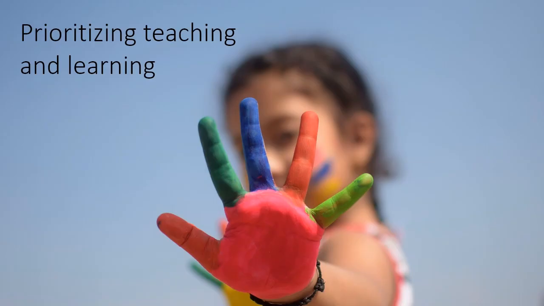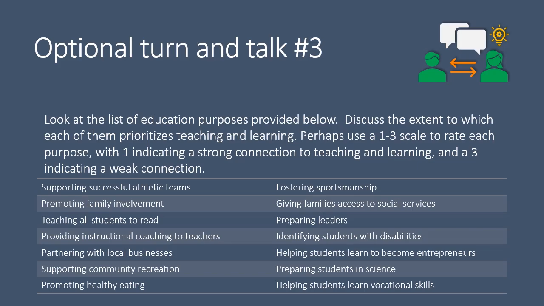The second key practice involves prioritizing teaching and learning. But don't schools and school districts, almost by definition, prioritize teaching and learning? Not always. The next Turn and Talk activity asks you to rate different school district purposes in terms of their direct connection to teaching and learning. A third Turn and Talk activity provides more insight into what it means to prioritize teaching and learning.